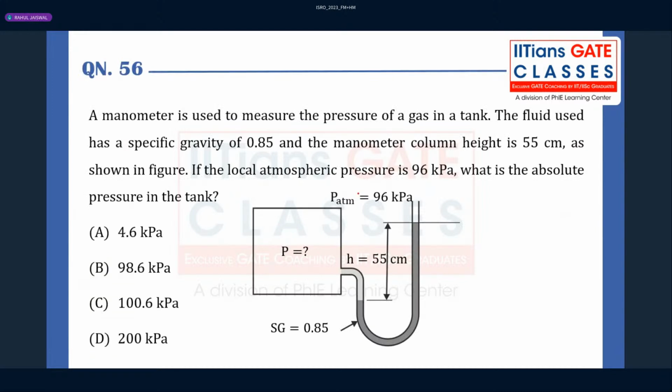Question number 56. A manometer is used to measure the pressure of a gas in a tank. The fluid used to measure this pressure has a specific gravity of 0.85. The manometer column height is 55 centimeter as shown in the figure. If the local atmospheric pressure is 96 kilopascal, what is the absolute pressure in the tank? They are asking for the absolute pressure in the tank.